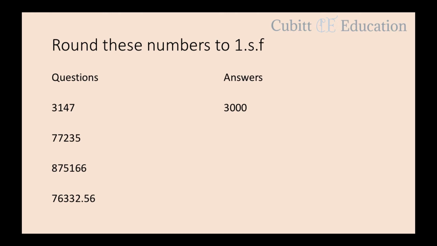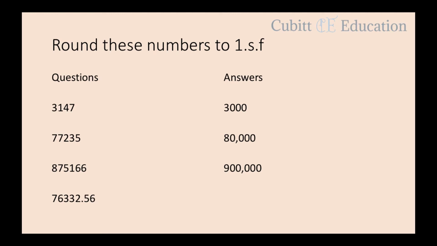77,235. Well, we need to keep the 7, but is that 7 going to stay a 7 or is it going to change to an 8? Well, the number next to it is also 7, which means this is going to go up, which would give us 80,000. 8,0,0,0. 875,166. This 8 must change to a 9 because this 7 is bigger than 5, or 5 or above. So you would end up with 900,000.